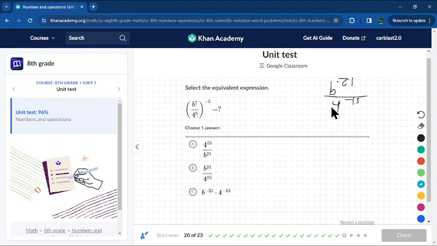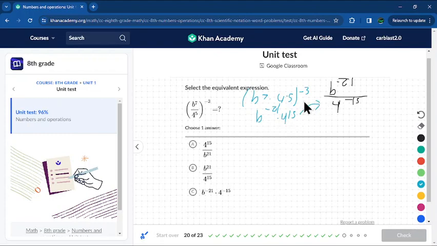But remember what I said. This is really the same thing as multiplying b to the 7th times 4 to the negative 5th, to the negative 3rd. Well, if this was a negative 5, this would then be positive. So it's 4 to the positive 15th times b to the 7th to the negative 21st. And that is exactly the same as this.